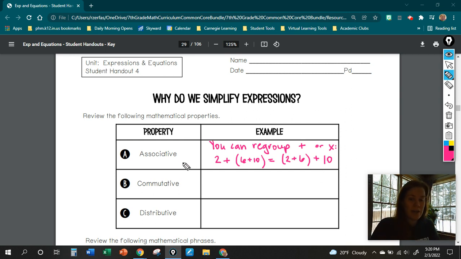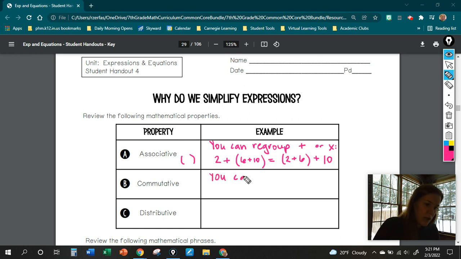So associative, I think of who do you associate with at school? Who do you group up with at school? Associative has those parentheses involved in it and moving parentheses around. Commutative sounds like the word commute, which people travel when they commute. And when you travel, you're moving around. The actual terms are moving around. So commutative allows us to rearrange the numbers.